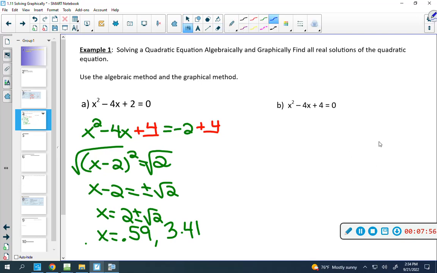Okay, now, same thing. It says solve a quadratic algebraically, graphically. This one's a little nicer because doesn't this factor for you? What multiplies to 4 and adds to negative 4? Yeah. So, of course, we do technically have 2 answers. They're just both the same.